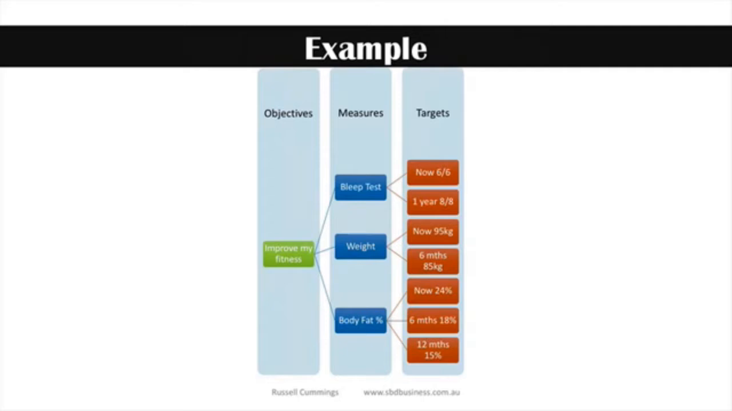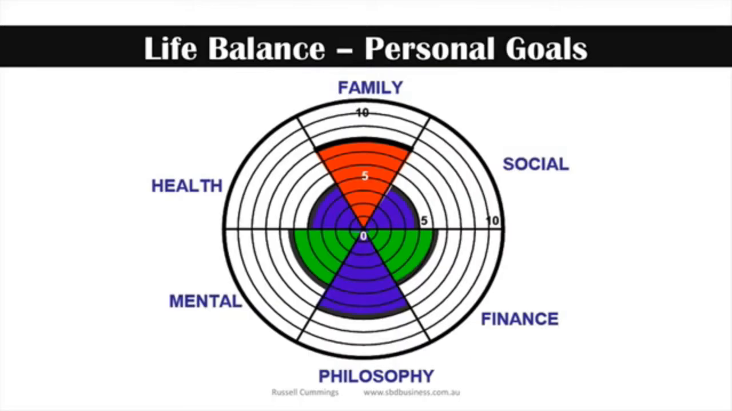Now, where do you get your objectives from? We're talking about personal and possibly some business goals here, but in a personal situation, I would use something like the life balance model, which has been part of some of the other training that we've done. You might use each of these areas as areas in your life where you'd like to set some objectives. The life balance model talks about family, social, which is friends and colleagues, personal finance, your philosophy and spiritual nature, your mental well-being and personal development, and then your health and fitness.